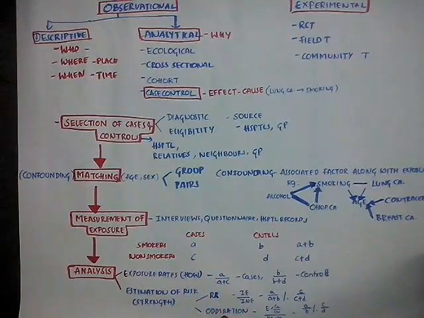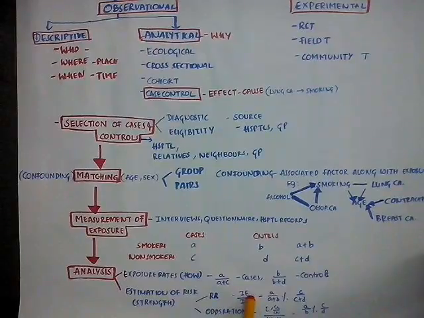And coming to estimation of risk, it tells about the strength of association between the exposure factor and the disease. That is relative risk and odds ratio. Relative risk is incidence among exposed by incidence among non-exposed. Incidence among exposed is A by A plus B, that is, the total number of exposed. Incidence among non-exposed is C by C plus D.